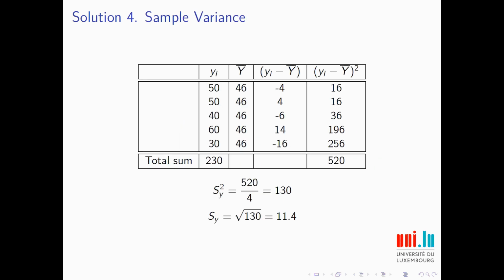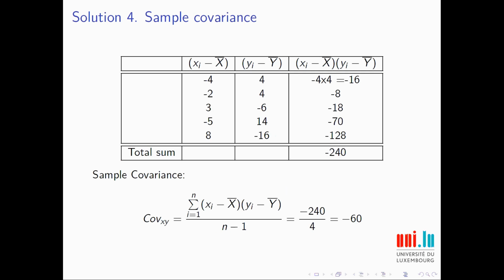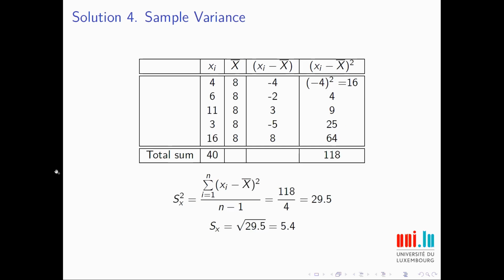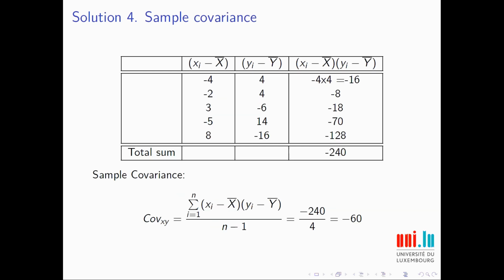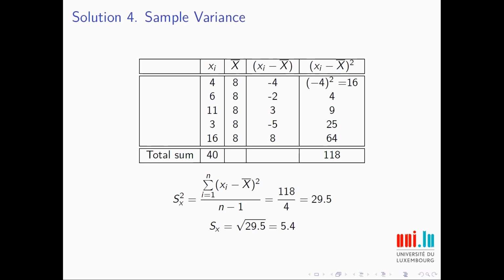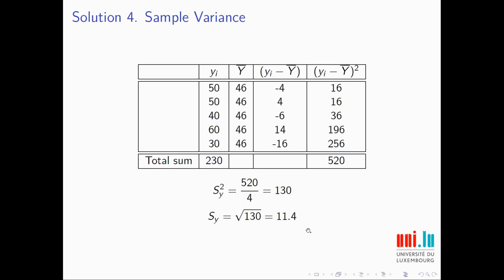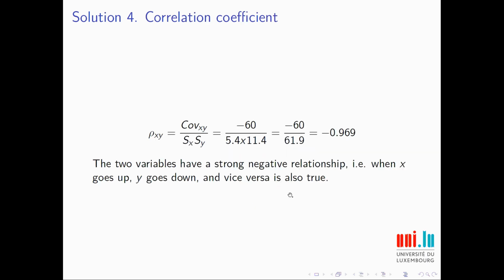And when we have all the ingredients, we found the covariance here, minus 60. Actually, covariance, okay, I'll tell you about this later. Here we have the standard deviation for x and the standard deviation for y. And we just put it all together, and we find the correlation coefficient, which is what we see.